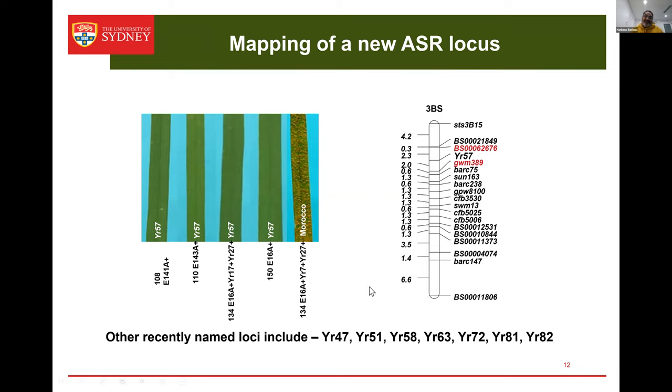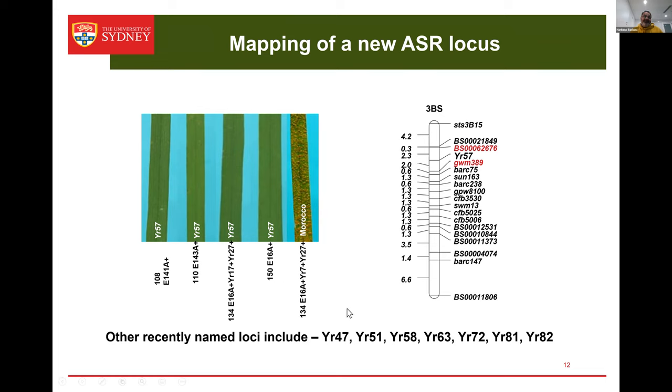And then once we were really disheartened, we thought, let's check it for stripe rust. And we found that YR47 was linked with LR52. So that was accidental, but it was quite enjoyable that our population did not go wasted.